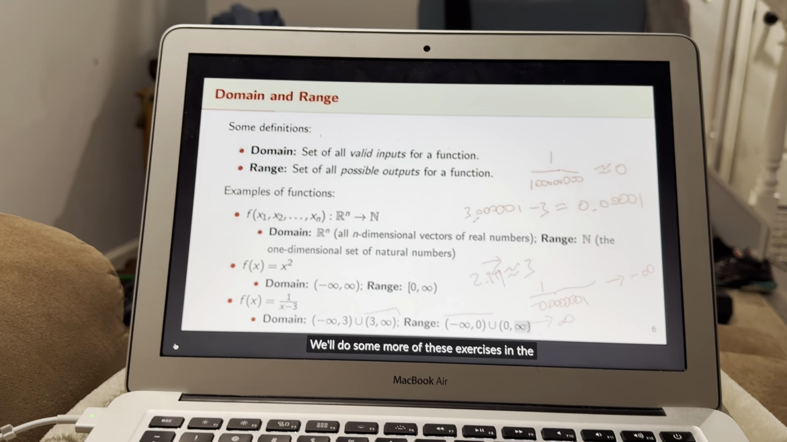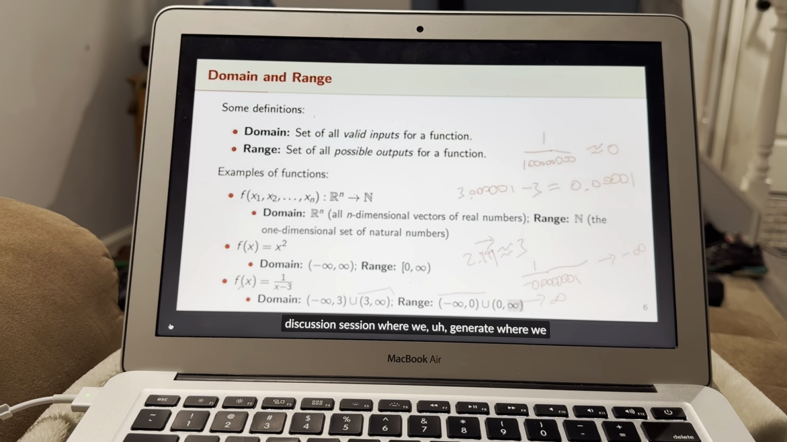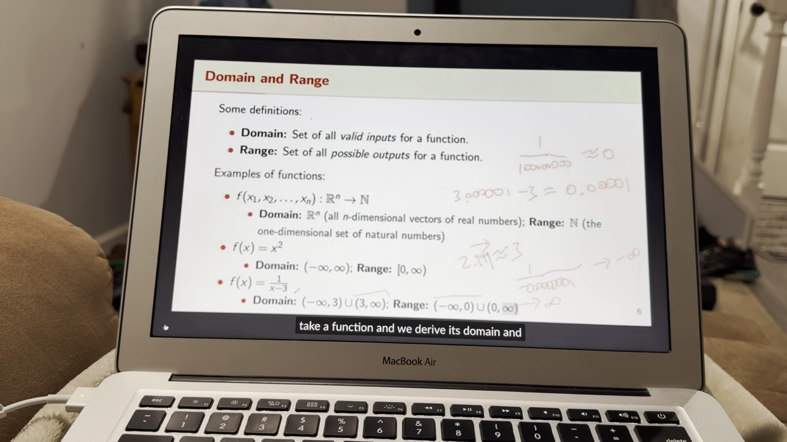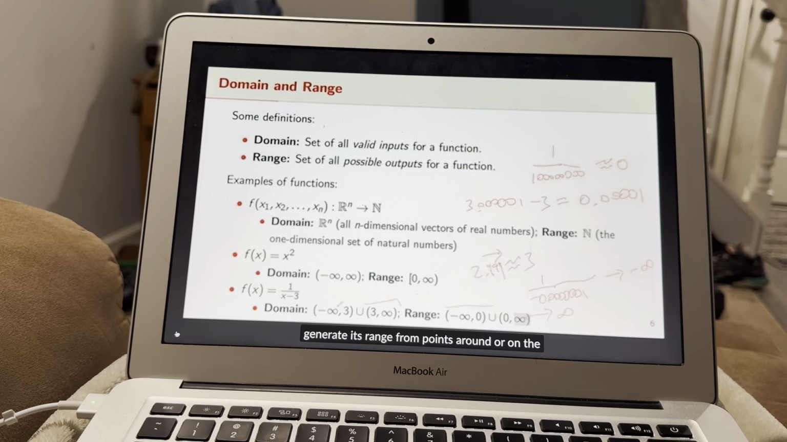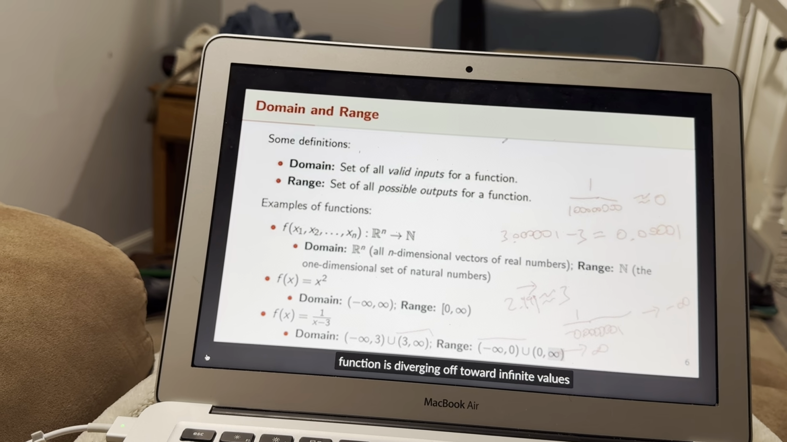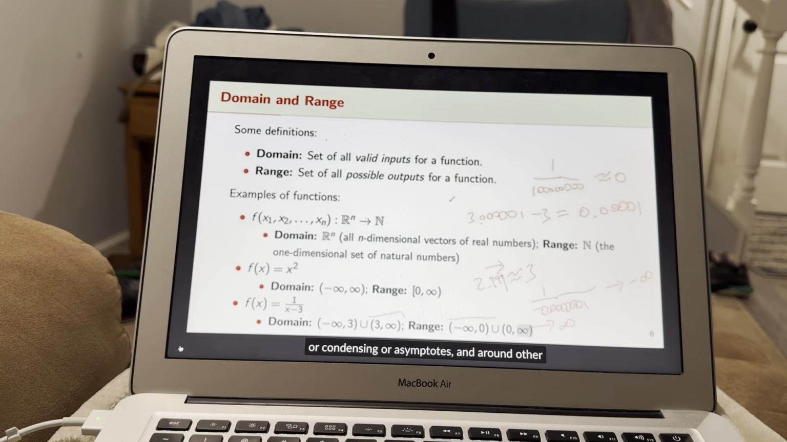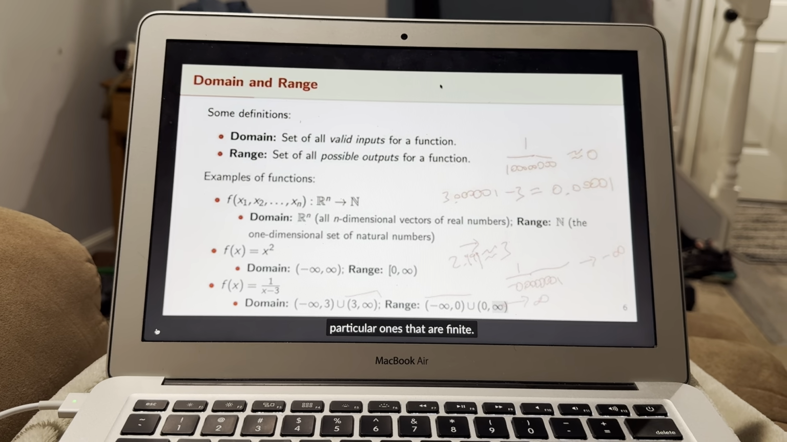We'll do some more of these exercises in the discussion session where we take a function and derive its domain and generate its range from points around or on the domain, and try to figure out exactly how the function is diverging off toward infinite values or condensing or asymptoting around other particular ones that are finite.